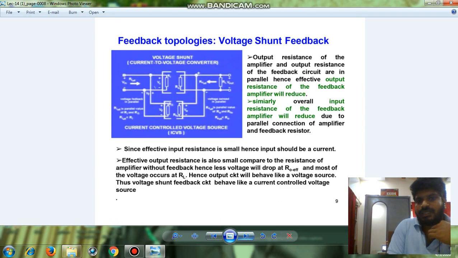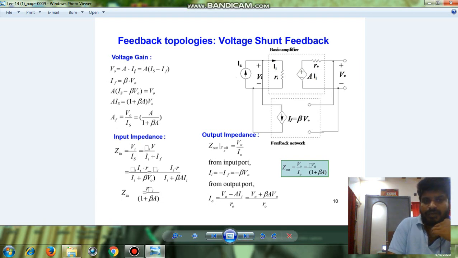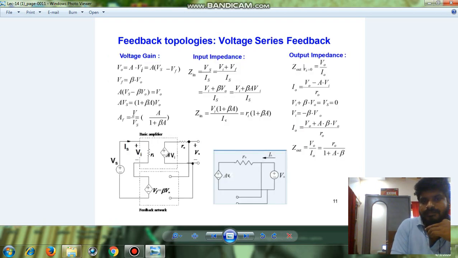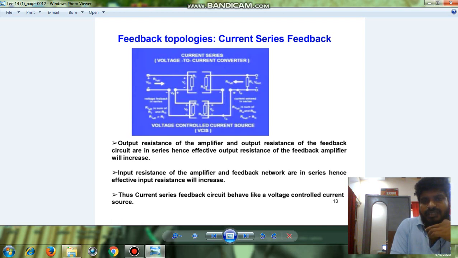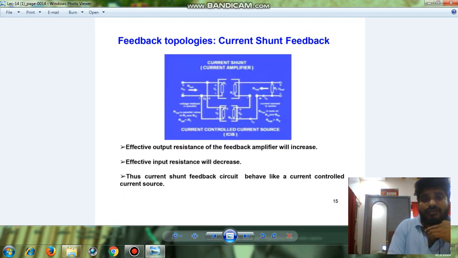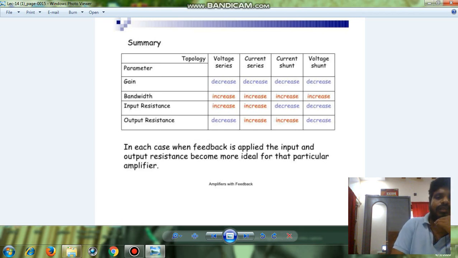Now I'll go with the analysis. This is the voltage shunt feedback amplifier analysis. The voltage gain for negative feedback is the same thing, A by 1 plus A beta. This is the calculation for input impedance and output impedance. Similarly, we go with voltage series. These are the derivations of voltage gain, input impedance, and output impedance. Then we go with current series. This is the derivation for current series. In a similar way we can solve for current shunt also, and there we draw the conclusion.